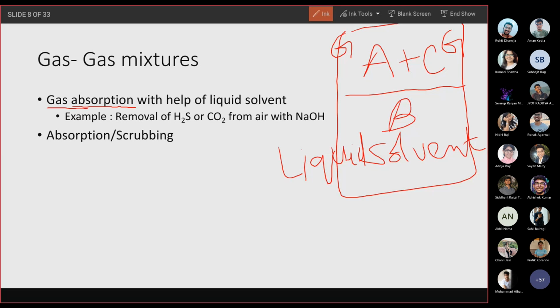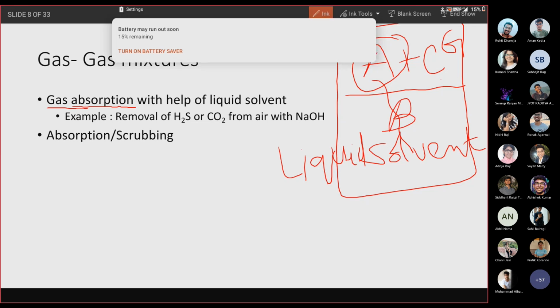Here, the liquid solvent is selected such that one of the two gases has more solubility than the other. Let's say we have A and C, and A is soluble in this liquid solvent much more than C. Then only we can use gas absorption.